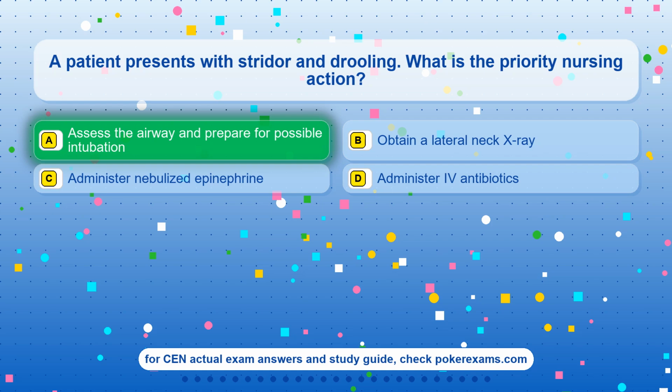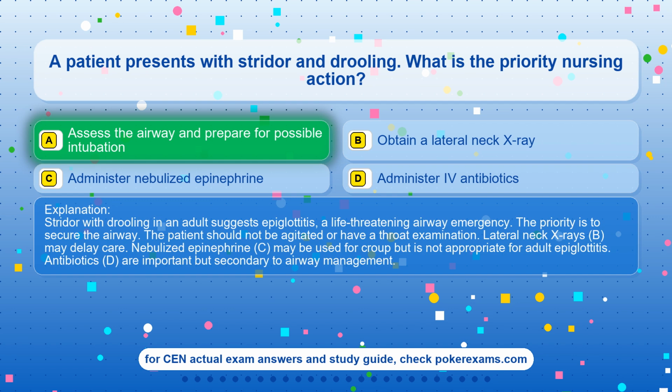The correct answer is option A, assess the airway and prepare for possible intubation. Stridor with drooling in an adult suggests epiglottitis, a life-threatening airway emergency. The priority is to secure the airway. The patient should not be agitated or have a throat examination.